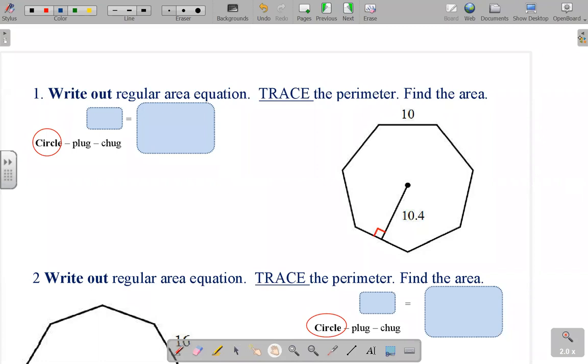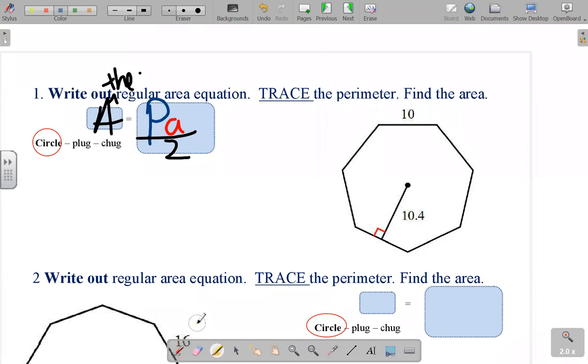Write out the regular area equation. Trace the perimeter, find the area. Sorry about that, I will fix the grammar there. So we're going to write our area equation, which is area equals perimeter times apothem over 2. Every time you see a gray box, that's what that equation is for.